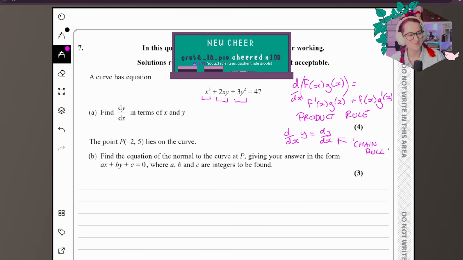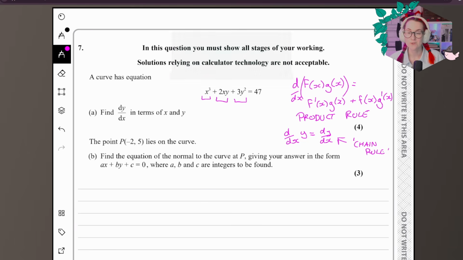Product rule rules, quotient rule rules. I agree, you don't need the quotient rule, just one of the things in the product is 1 over. So we'll do it bit by bit. There's like 6 different things in a trench coat happening here. So I will try and do it bit by bit.